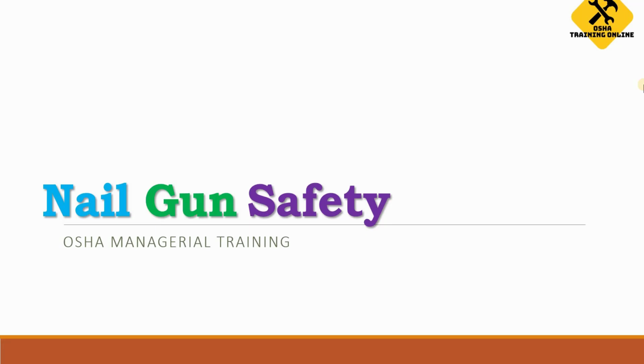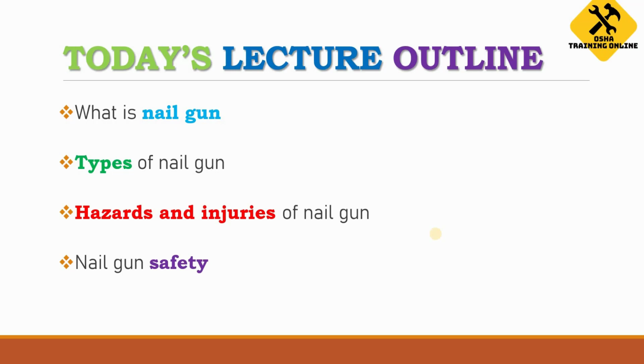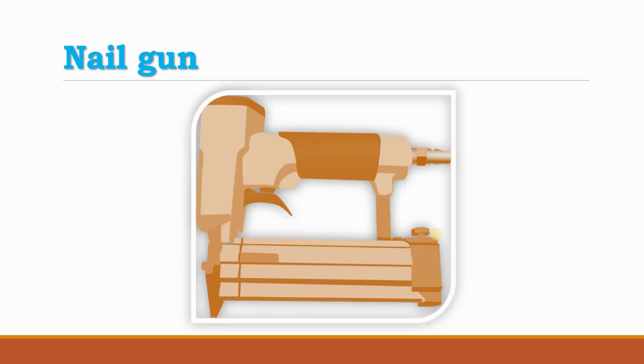Today our topic is nail gun safety. We will discuss what a nail gun or nailer is, and some of the hazards and different kinds of safeties involved with nail guns. Today's lecture outline is the following: we will discuss what a nail gun is, types of nail guns, hazards and injuries, and possible circumstances in which a nail gun can be hazardous. Lastly, we will discuss nail gun safety.